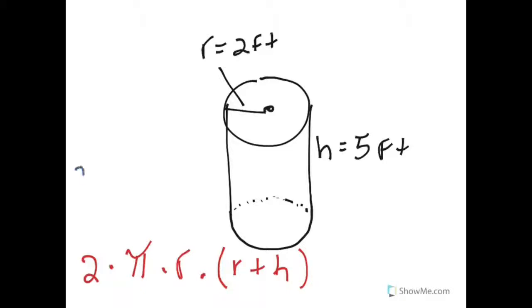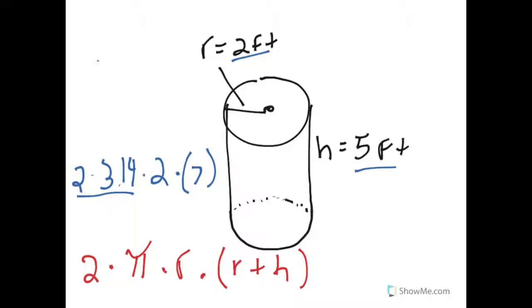Okay, but let's look at this. 2 times 3.14 times the radius, which is 2, times, and then I'm going to put in parentheses, radius plus height, 5 plus 2 would be 7. Okay, let's just work it out. 2 times 3.14, okay, and I know that's going to be 6.28, right? We're just doubling it, okay? Times 2, let's do that, 16, 4, 5, 12. So we end up with 12.56. Now we need to multiply by 7.